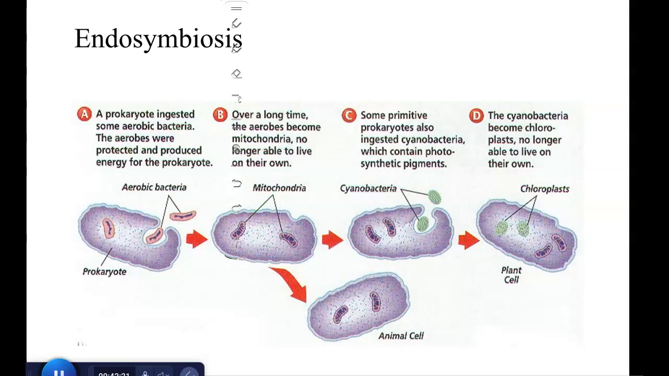So if you look at this first set of pictures, we've got this larger prokaryotic cell, and the smaller aerobic bacteria moved into this larger prokaryotic cell. Now, they were both happy because the smaller aerobic bacteria got a home, it got shelter, and it was able to make energy for the larger prokaryotic cell. So they were both very happy living side by side. Over time, that aerobic bacteria ended up evolving into the mitochondria. So it's not like you could actually take out that mitochondria and then it could live by itself. It had evolved to be this specialized organelle.